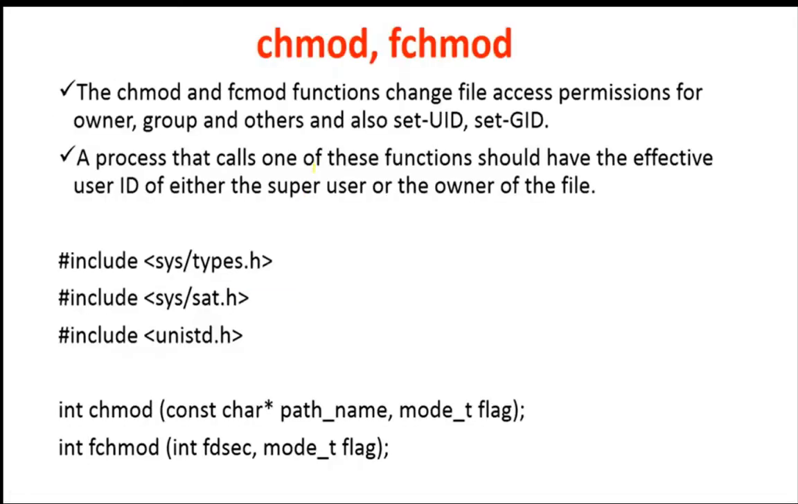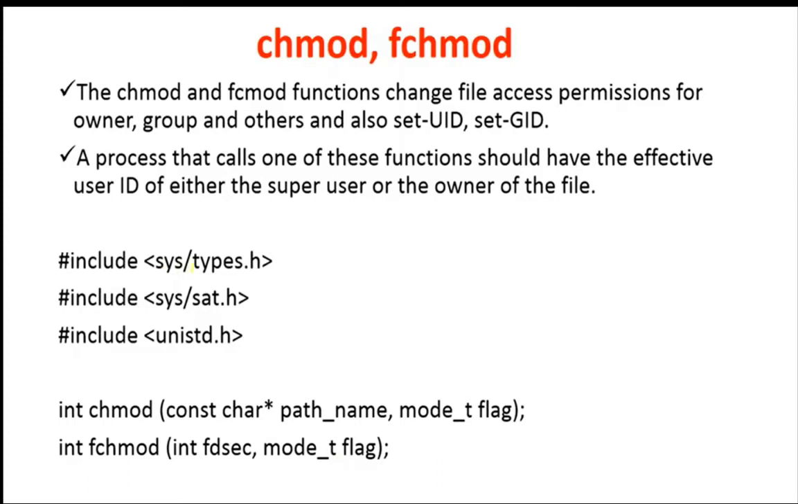Next is chmod and fchmod. The chmod and fchmod functions change the file access permission for owner, group and others, and also set the set-user-ID and set-group-ID bits here. A process that calls one of these functions should have the effective user ID of either the superuser or the owner of the file.